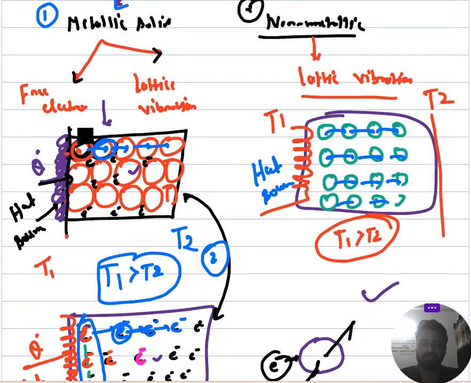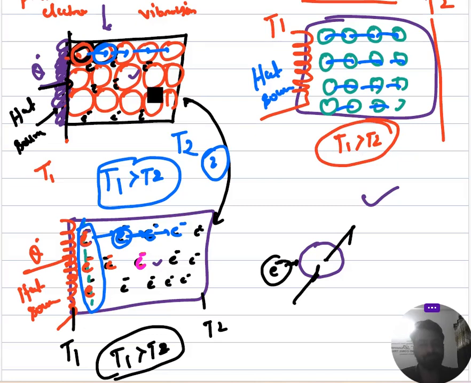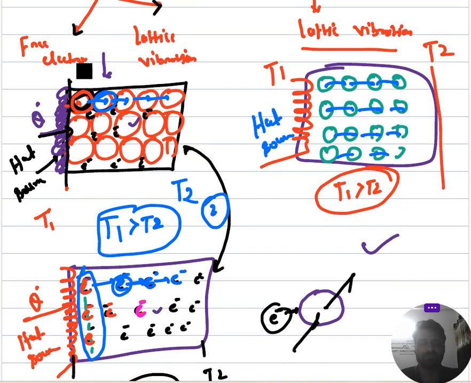In a metallic solid, the mechanism of heat transfer by conduction happens due to free electrons as well as lattice vibration. But in a non-metallic solid, free electrons are not available. That's why conduction of heat takes place only due to lattice vibration, right? So two mechanisms work in the case of a metallic solid, and only one mechanism works in the case of a non-metallic solid.